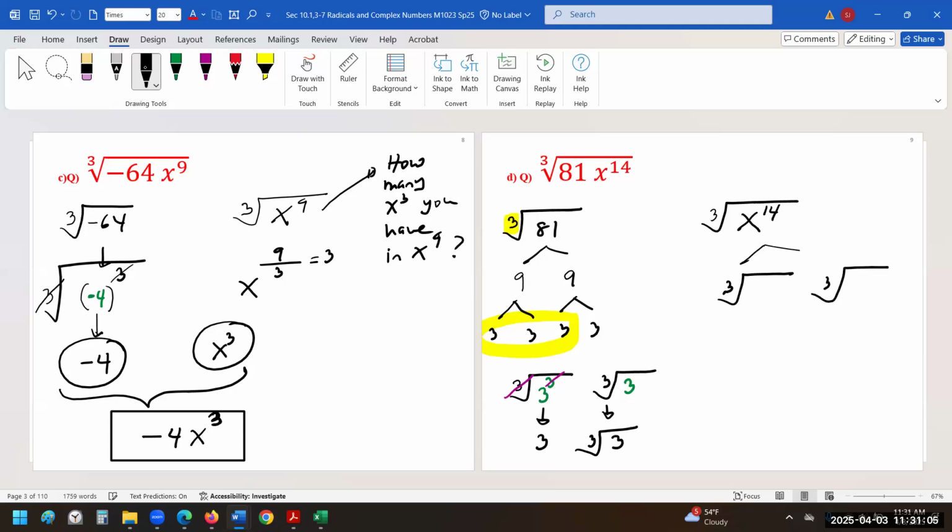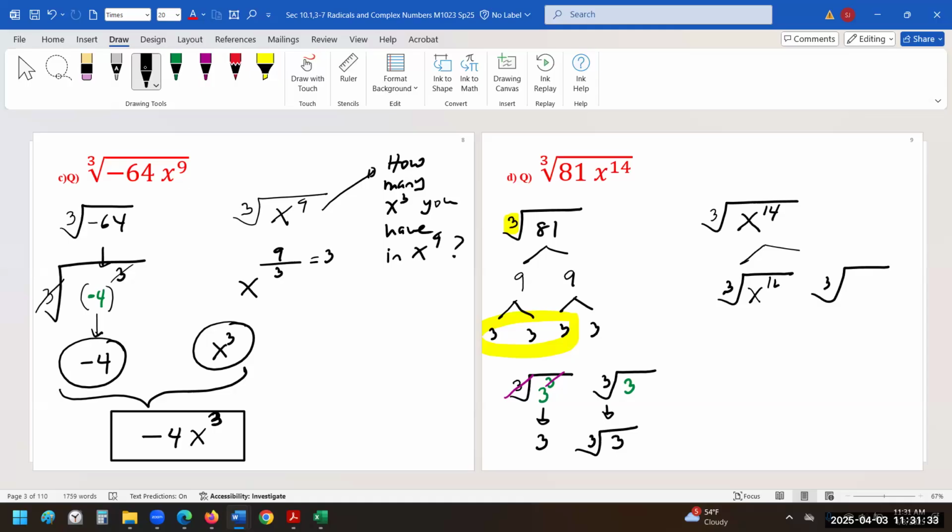We have cube root and cube root. Now, what is the smallest power of 14 that is divisible by 3? What is the largest number up to 14 that is divisible by 3? For example, is 14 divisible by 3? Is 13 divisible by 3? Is 12 divisible by 3? So the biggest number is 12.